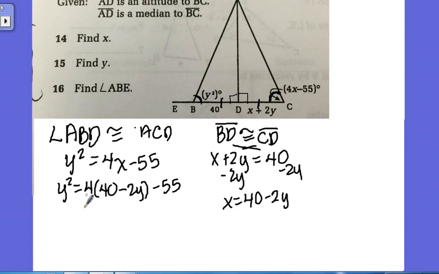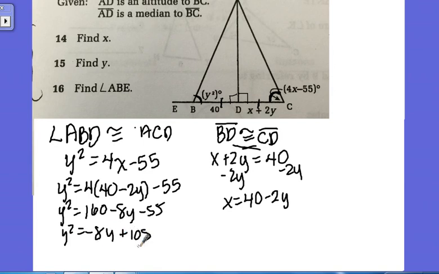And do a little work here. So we get y squared equals 160 minus 8y minus 55. Combining like terms, we get y squared equals negative 8y plus 105. And then let's put it in quadratic form by moving everything to the left. So we get y squared plus 8y minus 105 equals 0.